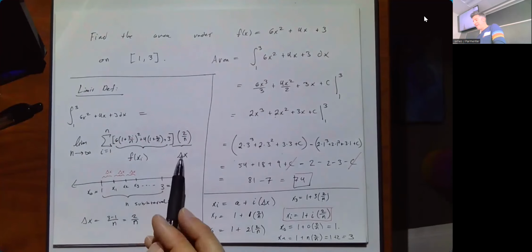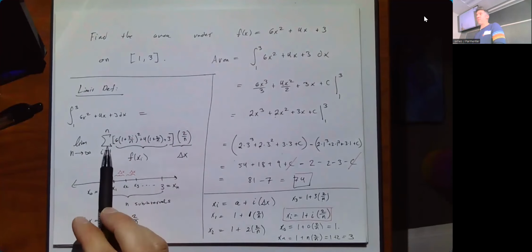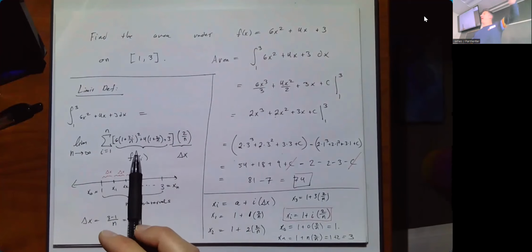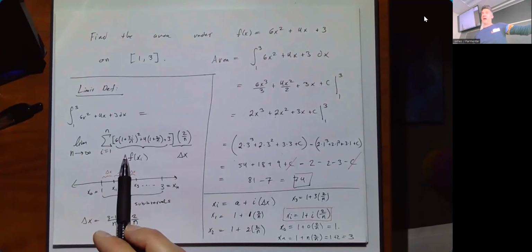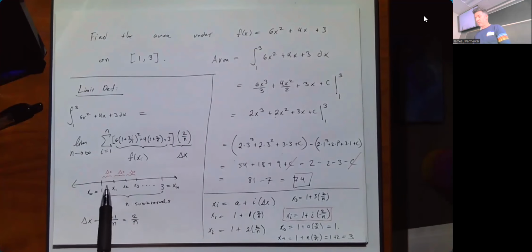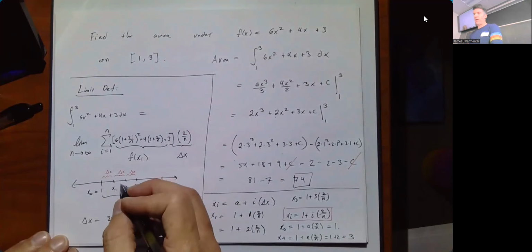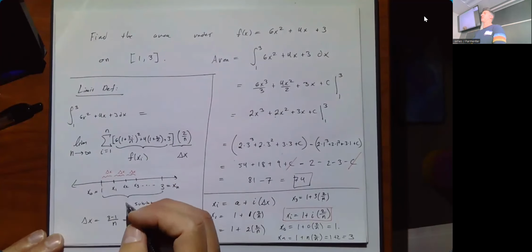So there's the height of my ith rectangle. I should say the height at the right endpoint of my ith rectangle, because x sub i is definitely the right endpoint of the ith rectangle. Just like x sub 1 would be the right endpoint of the first rectangle, x sub 2 would be the right endpoint of the second rectangle, or I should say when I plug it in.